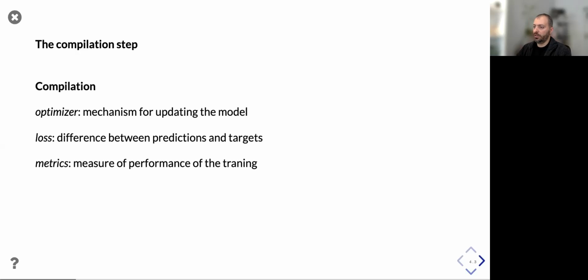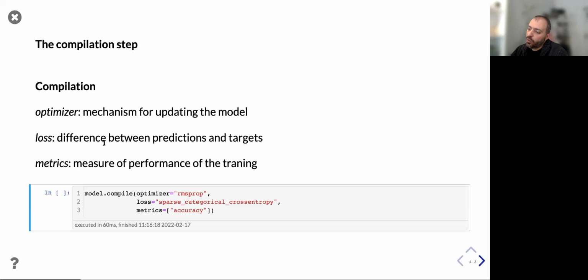Compilation needs three things. One is the optimizer, which is a mechanism to update the model weights. We will see today how this works. The loss function, which as we mentioned in the previous chapter, is just a function that returns the difference between the predictions of the model and the targets. And because this number might not make any sense, we just want to minimize it, we cannot always interpret it, we sometimes use metrics, which is a number that makes sense, that measures the performance of the model.